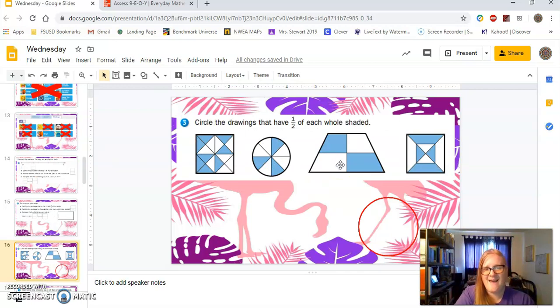Circle the drawings that have half of each whole shaded. So you might want to count how many, for instance, when they're uneven like this, how many rectangles are shaded versus how many rectangles are not shaded, and that'll tell you if it is half. For instance, when we look at this circle, we have 1, 2, 3, 4, 5 pieces not shaded and 3 pieces shaded. That doesn't sound equal to me. So that one you would not circle.